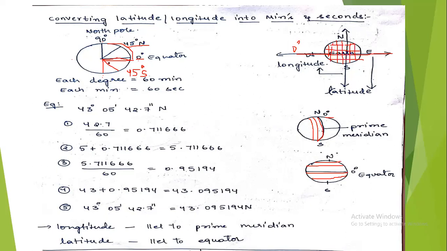So each degree, here we have 0 degrees, 1 degree, 2 degrees, 4 degrees, until 45 degrees. Each degree is made up of 60 minutes. Here it is written as 1 minute, which is not correct. Each degree consists of 60 minutes. Each minute has 60 seconds, as we all know.